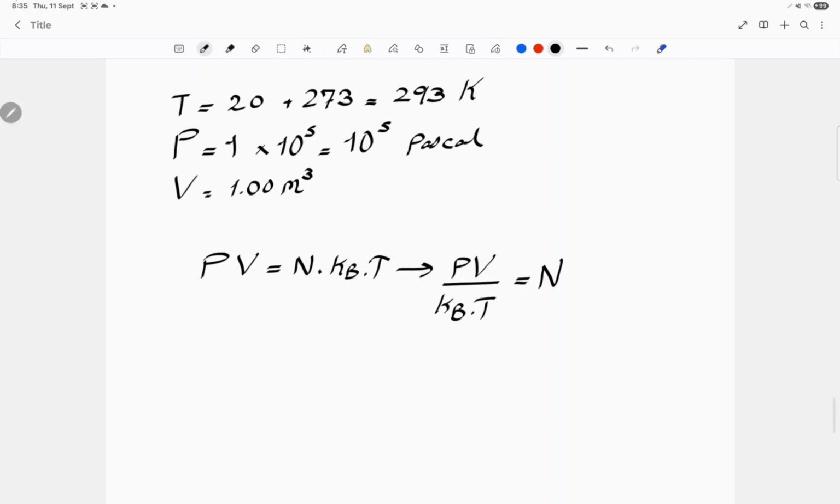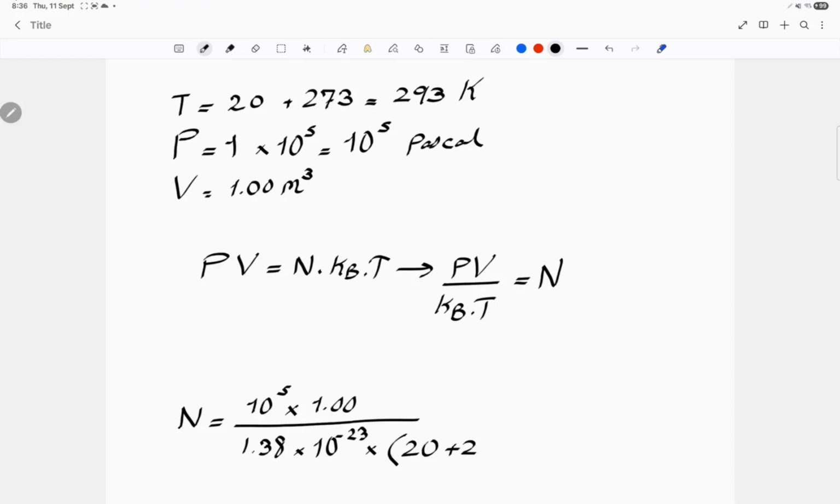Okay, now let's apply the values. So N is equal to, and instead of P, just put the pressure in Pascal. And instead of V, just put the volume in meter cube. And kB is going to be a constant, 1.38 times 10 to the power of -3, provided to you in the reference sheet. And of course, you have to convert the temperature from Celsius to Kelvin. And now my answer will come out to 2.47 times 10 to the power of 25 molecules. That's how many molecules I have.